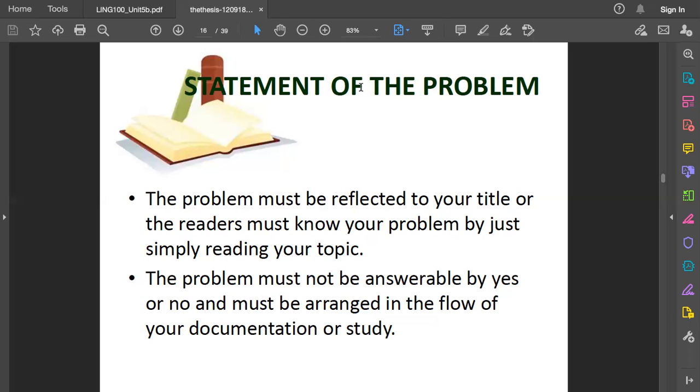First, you need to write the statement of the problem, because you will be guided by it. Once you already have the proposal defense, you will be guided if your statement of the problem would really answer the challenges on your topic that you have established in your study.